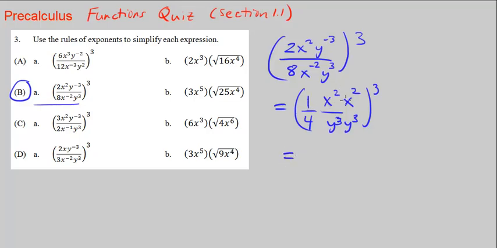So 1 times x squared is, we add the exponents with the same base, so it's x to the 4th over 4y cubed times y cubed. Again, we add the exponents, it's y to the 6th, cubed.